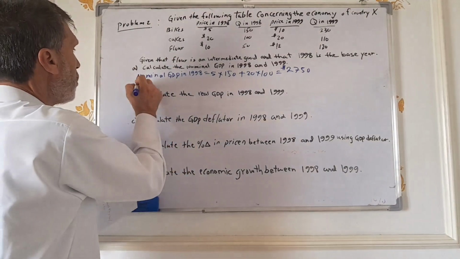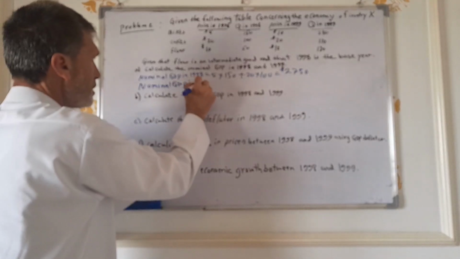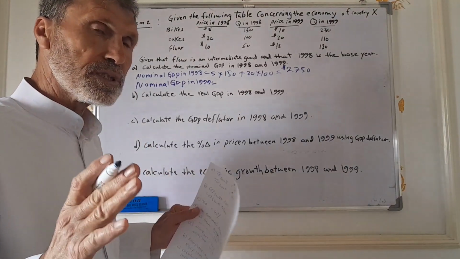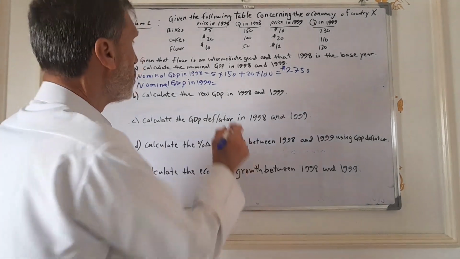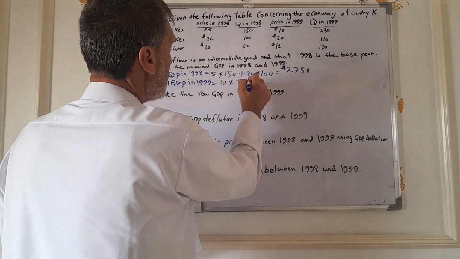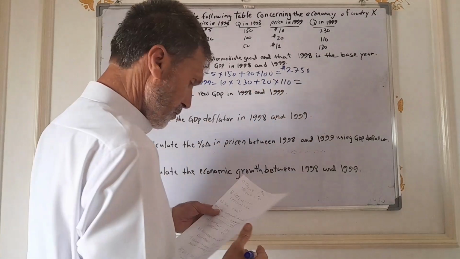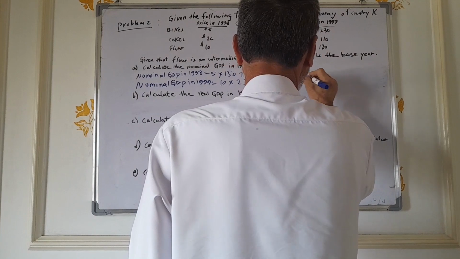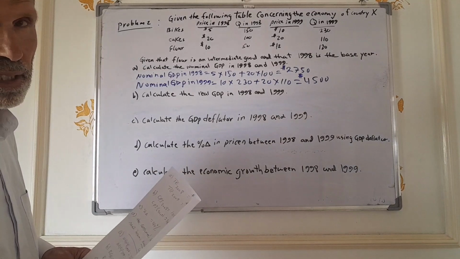Now the same thing, nominal GDP in 1999. Of course, we have to use the 1999 prices times the quantities in 1999. So we come up with 10 times 230 plus 20 times 110, and we come up with $4,500. This is the value of the nominal GDP in 1999.